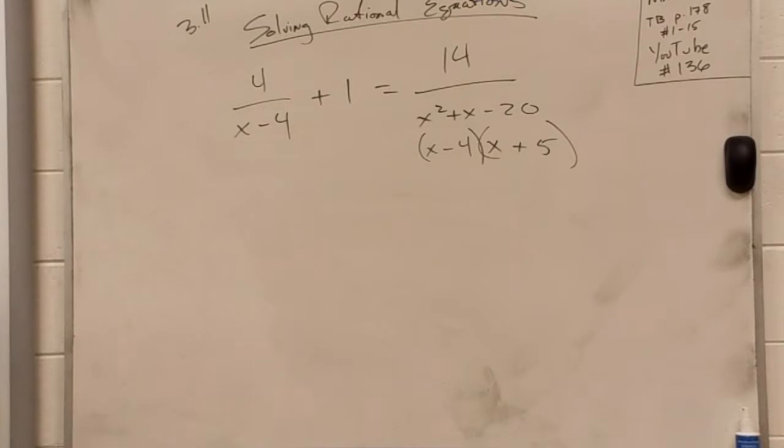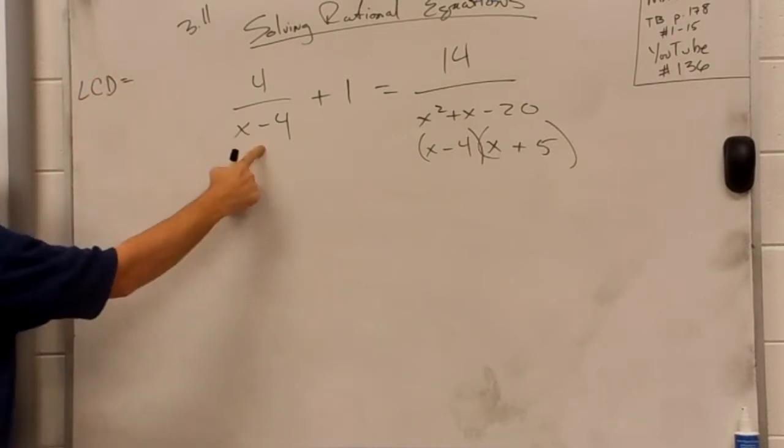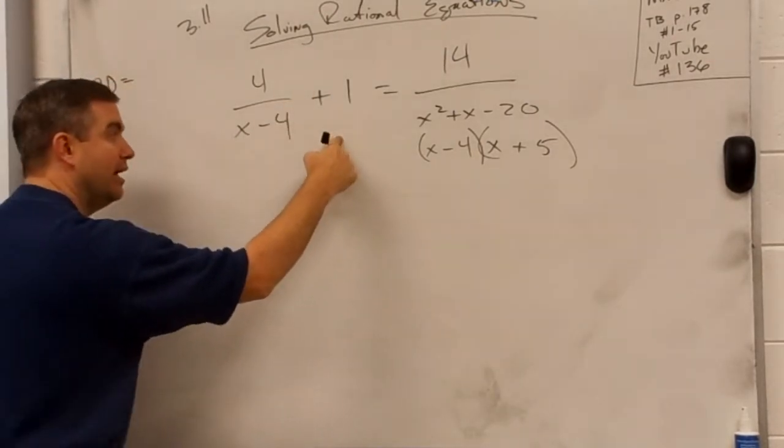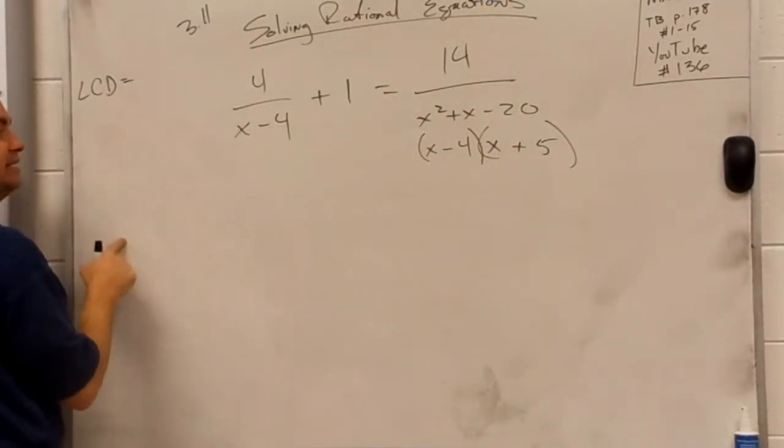Give me just a second. Okay? So all we did was factor right there. Now we got to figure out our LCD. What is our LCD of this problem? We've got x minus 4, we've got 1, and then we have x minus 4 and x plus 5. What do you think the LCD needs to be?